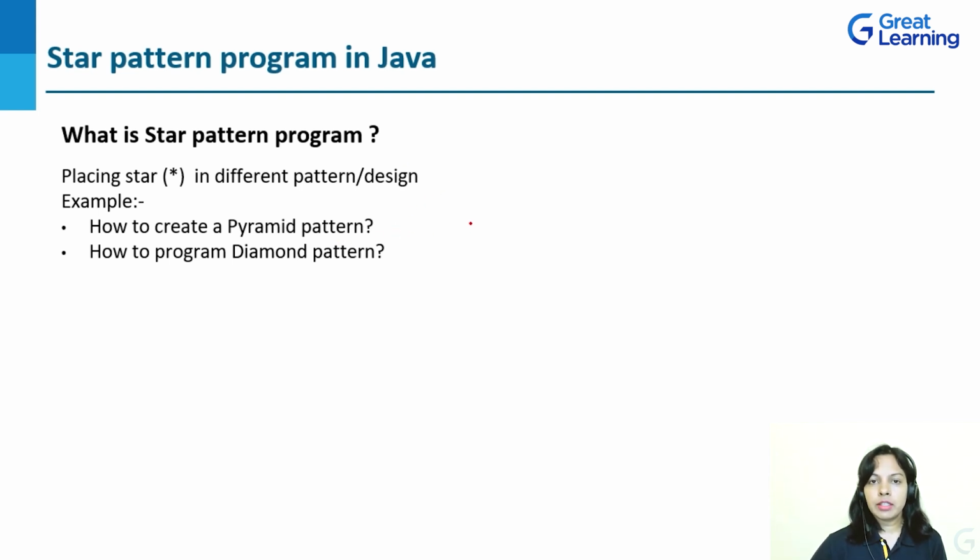So when I say pyramid pattern, what does it mean? I'm arranging the star, that is the special character star, in the form of a pyramid. So how is the structure of a pyramid? This way, right? First one star, and then 2 stars here, then 3 stars here, and then 4 stars here. This is your pyramid pattern.